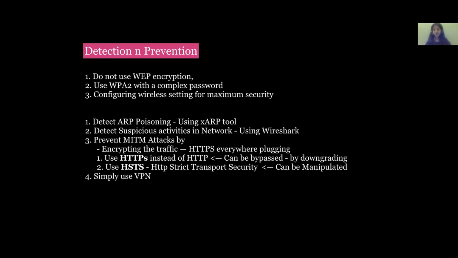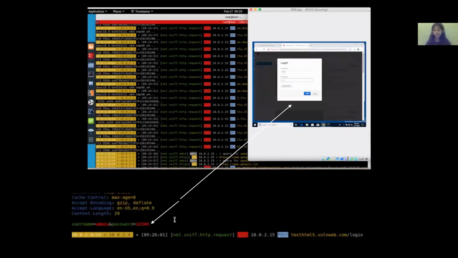To detect and prevent any of these networking attacks, what you would do is never use WEP, which no one is doing. Use complex passwords for WPA too, and then you try to detect the ARP spoofing. You always make sure you are monitoring your network activities.